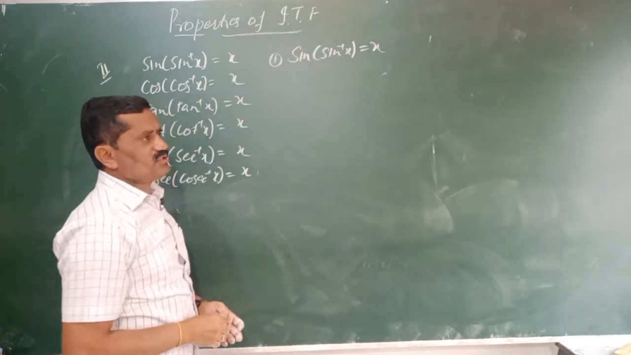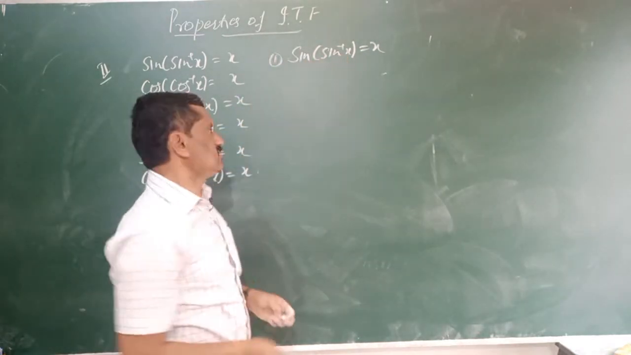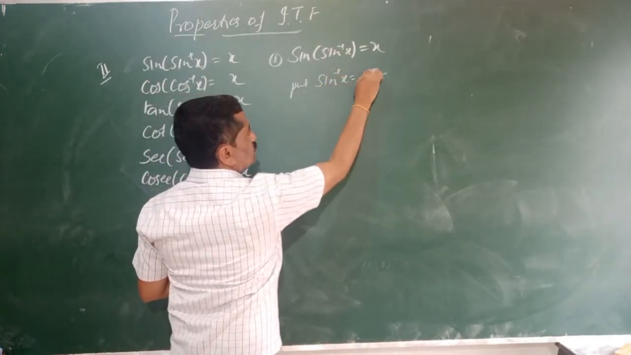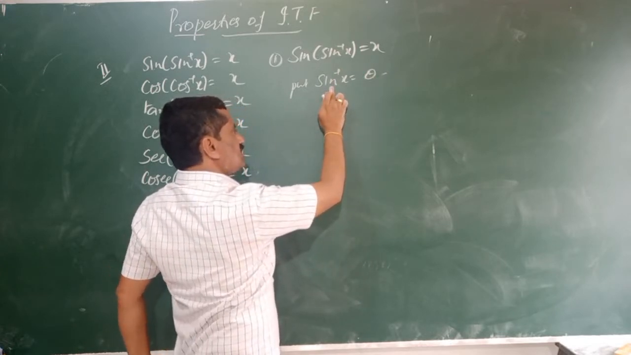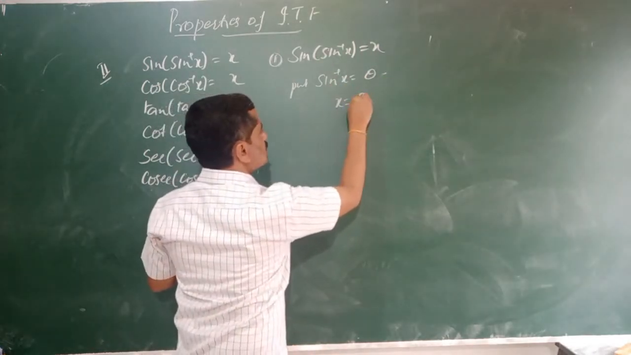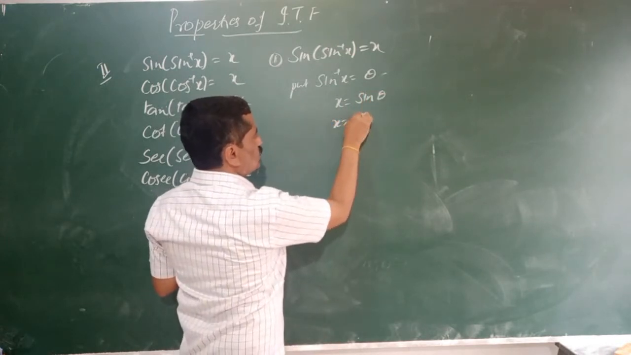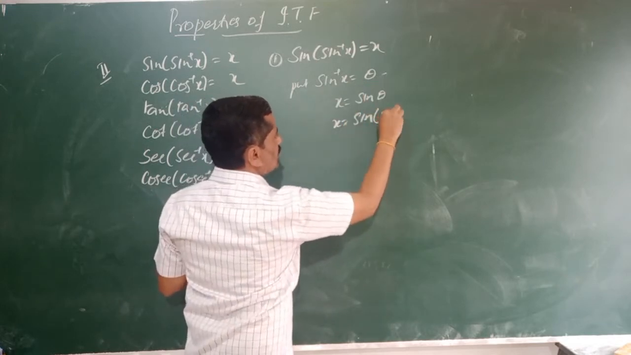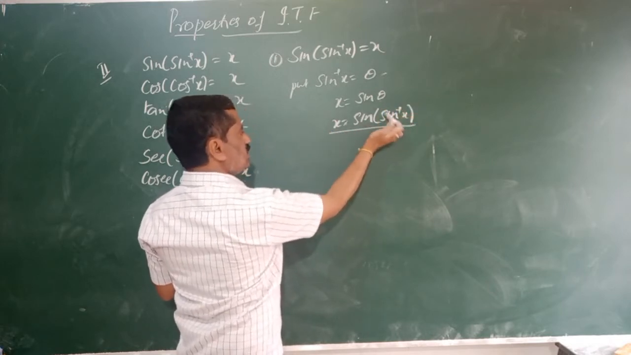So here also I have already told you to substitute for the term which is in brackets. So therefore put sin inverse x is equal to theta. So this is inverse trigonometric function. So bring this sin inverse to RHS, therefore it becomes trigonometric. Therefore x is equal to sin theta. Again, therefore x is equal to sin, what is theta value? We have sin inverse of x. Therefore sin of sin inverse x is equal to x.